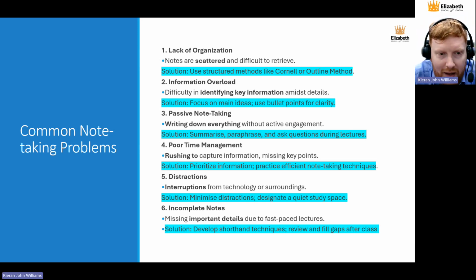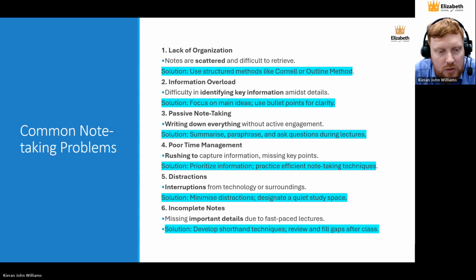Another situation you could have is something called information overload. This is when there is too much information and it is difficult for you to pick out the most important parts of that. If you have ever suffered that problem, then the solution is mainly to focus on the main ideas and to use bullet points for clarity.